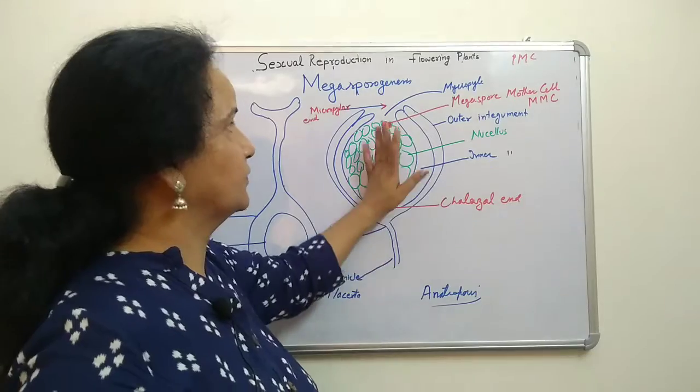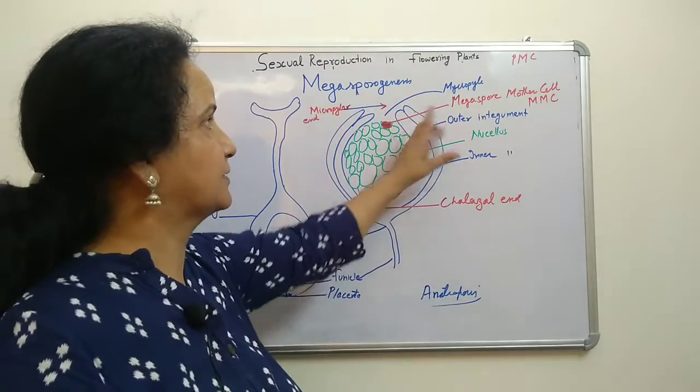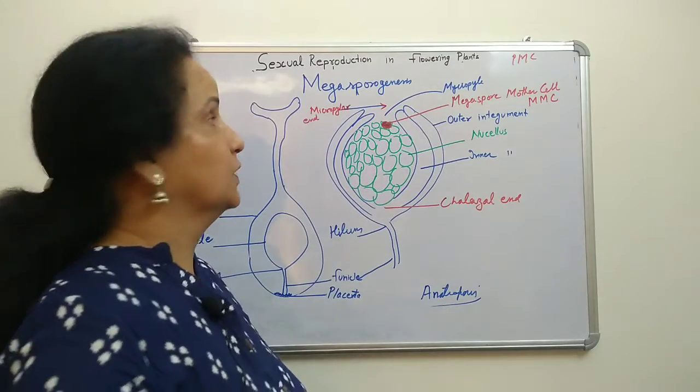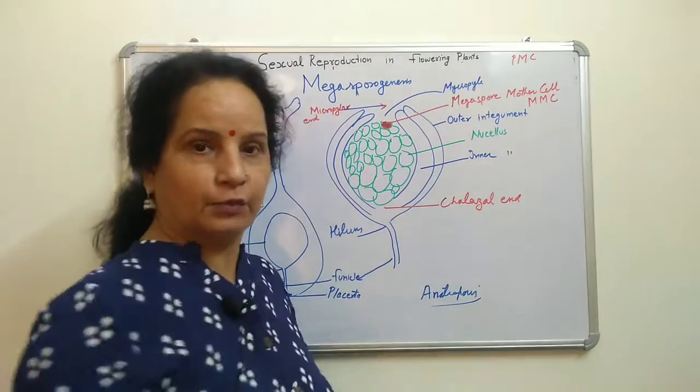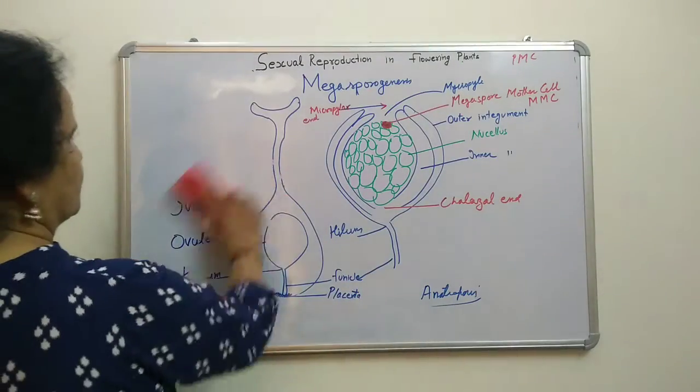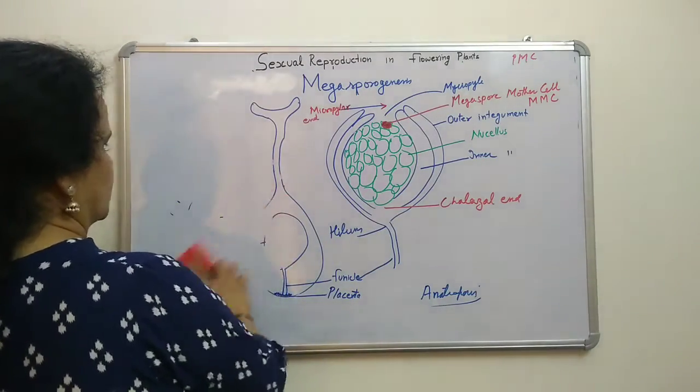Here this is 2N. All these cells are in the 2N diploid condition, and this one is also diploid. Now only one will go for meiotic division. In the male, all cells of the sporogenous tissue go for meiotic division.